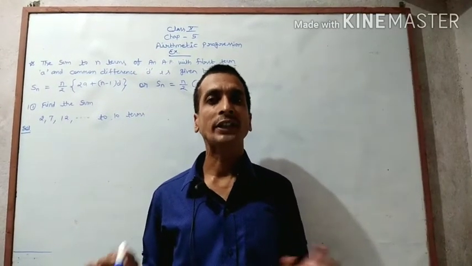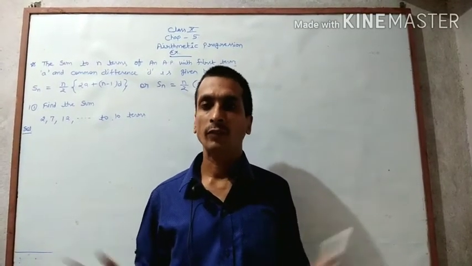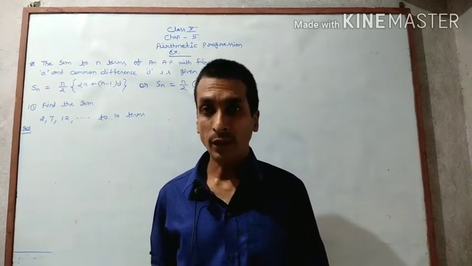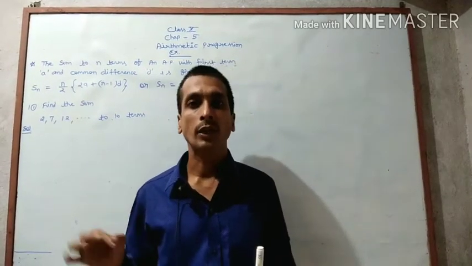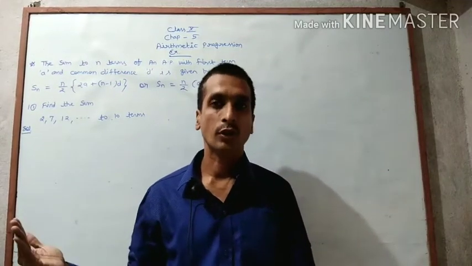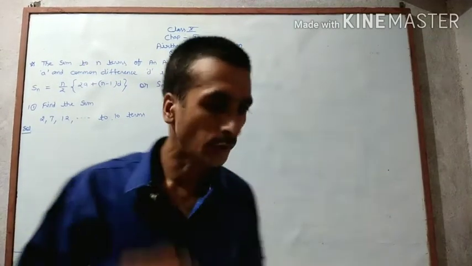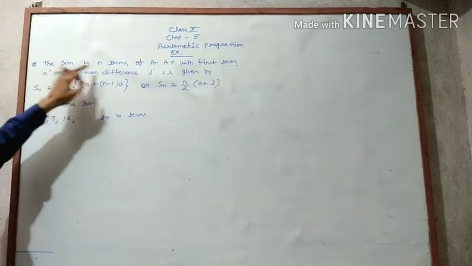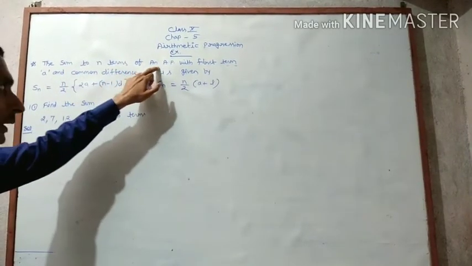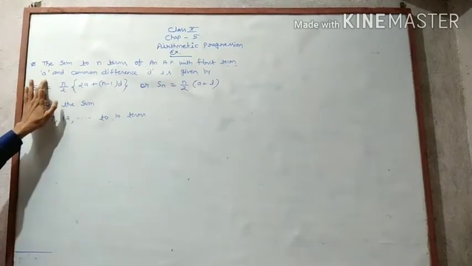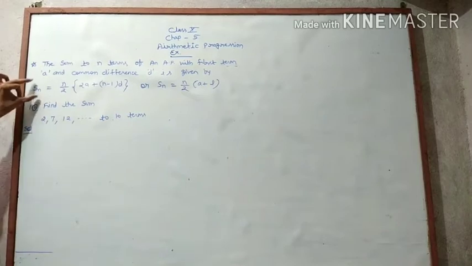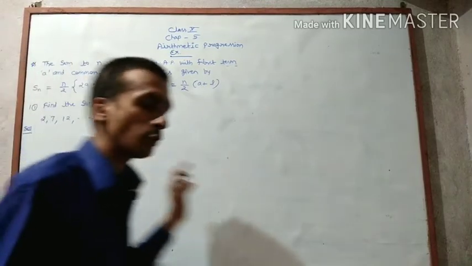We have already completed 5.1 and 5.2, and here it is exercise 5.3, where we will learn about the sum of terms of an AP. Look at this one. Here is the formula for you. The sum to n terms of an AP with the first term a and the common difference d is given by. We have two formulas. Apply according to your situation.